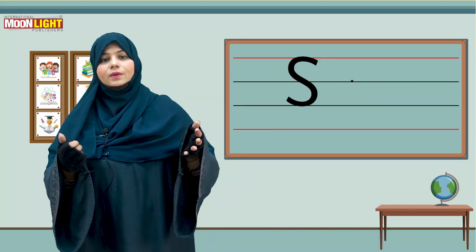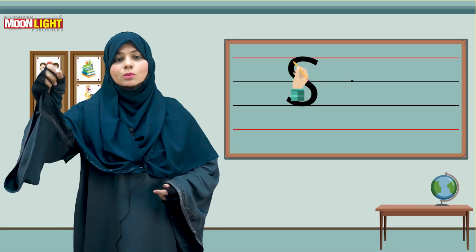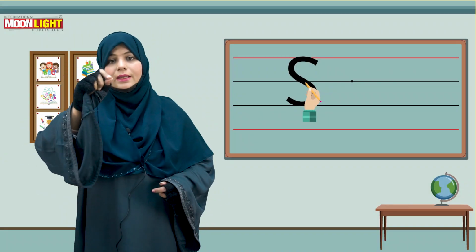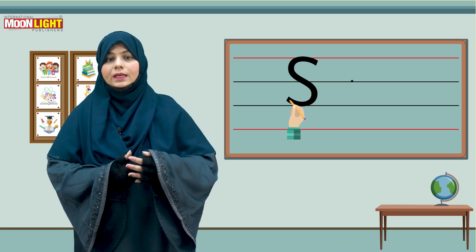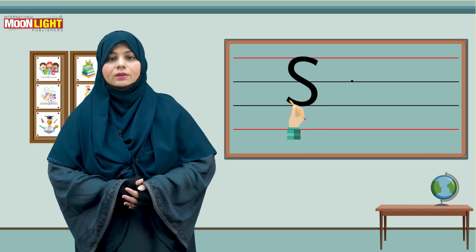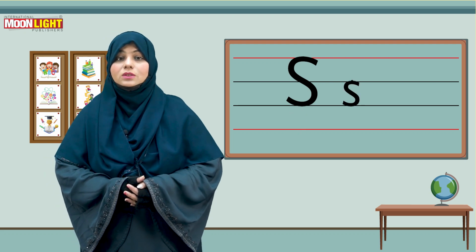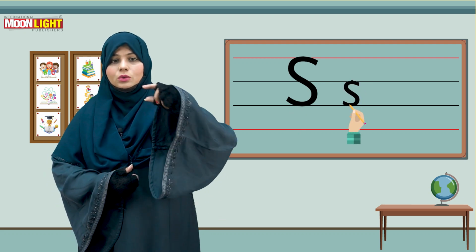Yes, this is letter S. First of all, make a small curved line in upper two lines, then make a small half circle or curved line on the third line. It will become capital letter S. For small letter S, do this in center two lines.